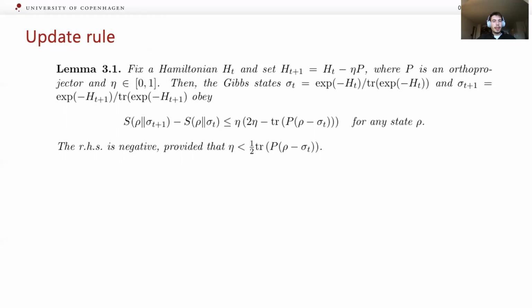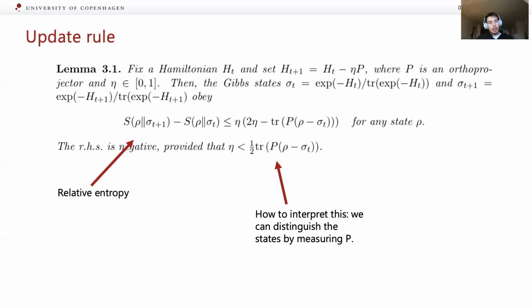And it essentially tells you that if you let S be the relative entropy between your state at some iteration t and the target state, which in this case is rho, then as long as you have some projection that allows you to distinguish your current guess of the state from the target state, the relative entropy between the target state and your current state will strictly decrease. Okay, so this update rule allows us to reduce doing tomography to actually distinguishing quantum states.